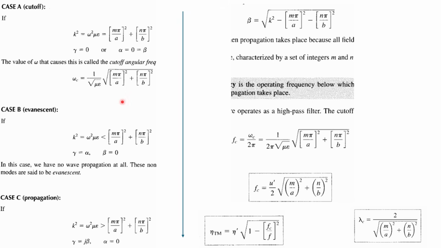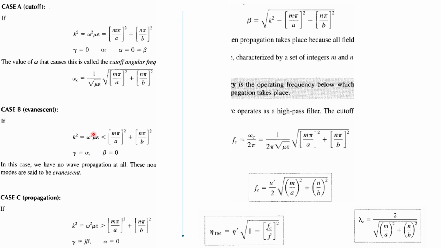So these are very important results. You must remember these values to solve the numerical problems, right? So this is very much important. Now case B, that is evanescent, that is no wave will propagate, no propagation. So here just replace the values. Gamma is equal to alpha and beta is 0.